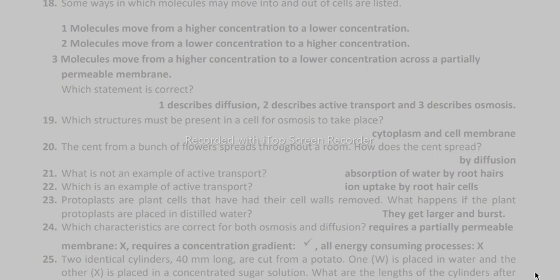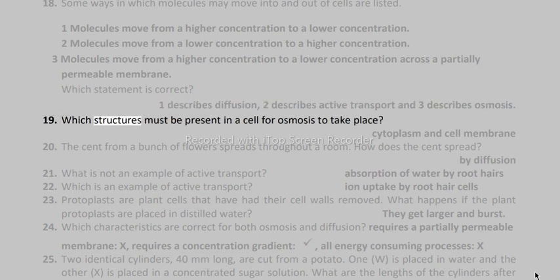18. Some ways in which molecules may move into and out of cells are listed. 1. Molecules move from a higher concentration to a lower concentration. 2. Molecules move from a lower concentration to a higher concentration. 3. Molecules move from a higher concentration to a lower concentration across a partially permeable membrane. Which statement is correct? 1 describes diffusion, 2 describes active transport, and 3 describes osmosis.